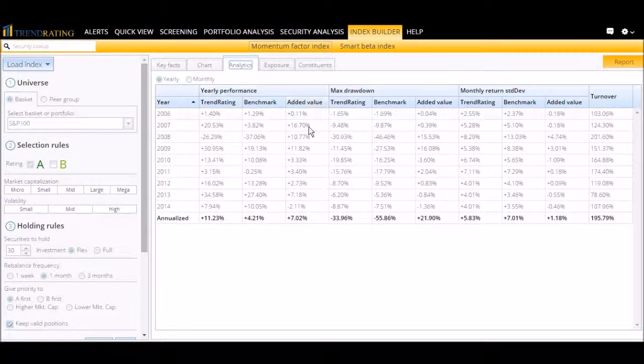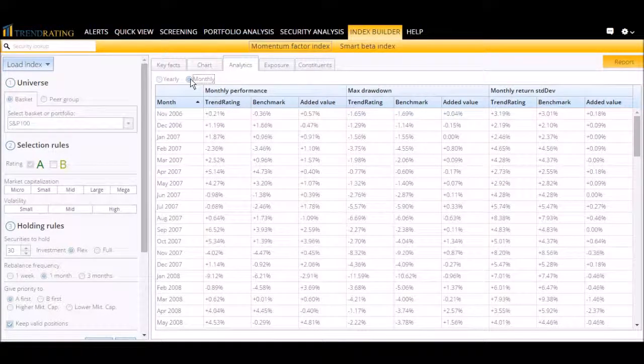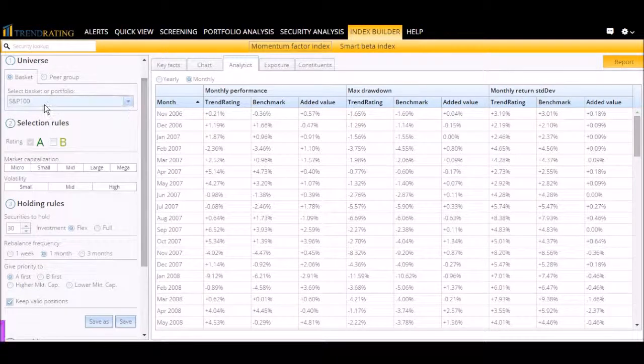It is also possible to check this data year by year, the contribution in terms of added value compared to the benchmark. Here, on average, as we said, is over 7%, and we can also look at this on a monthly basis. We can fine-tune these strategies as well.